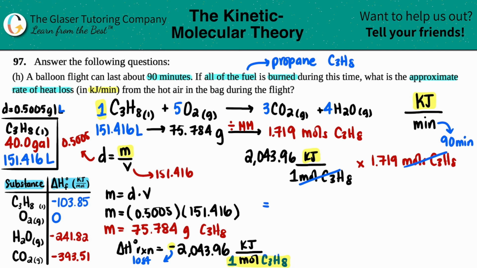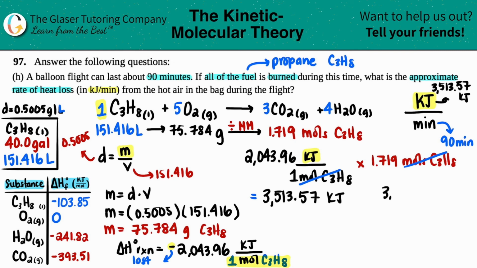Let's get it. So 2,043.96 times 1.719. Okay. And it kind of makes sense. We do have more, so we're on the right track. 3,513.57. Still not the final answer, so I'm just going to hold it there. So that's that. And now we know the kilojoules. The kilojoules are 3,513.57 kilojoules. And now let's just do that math.